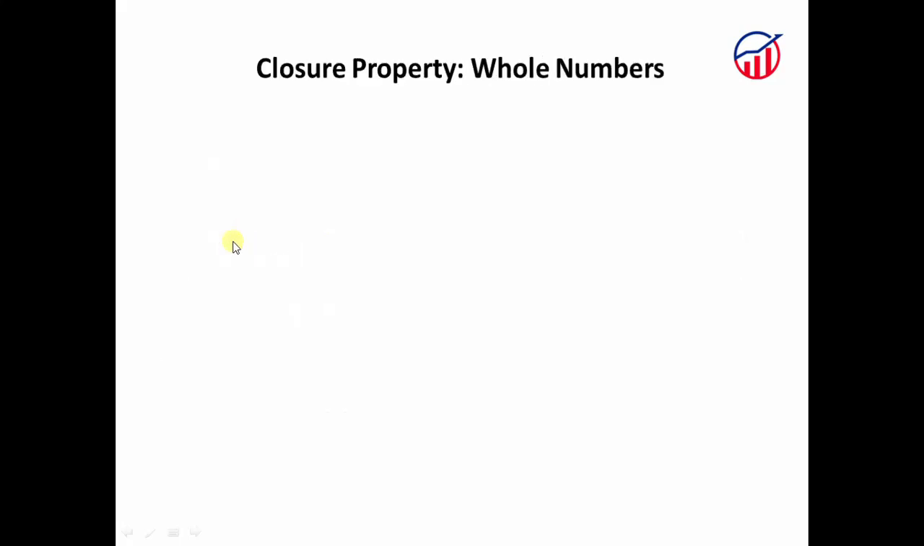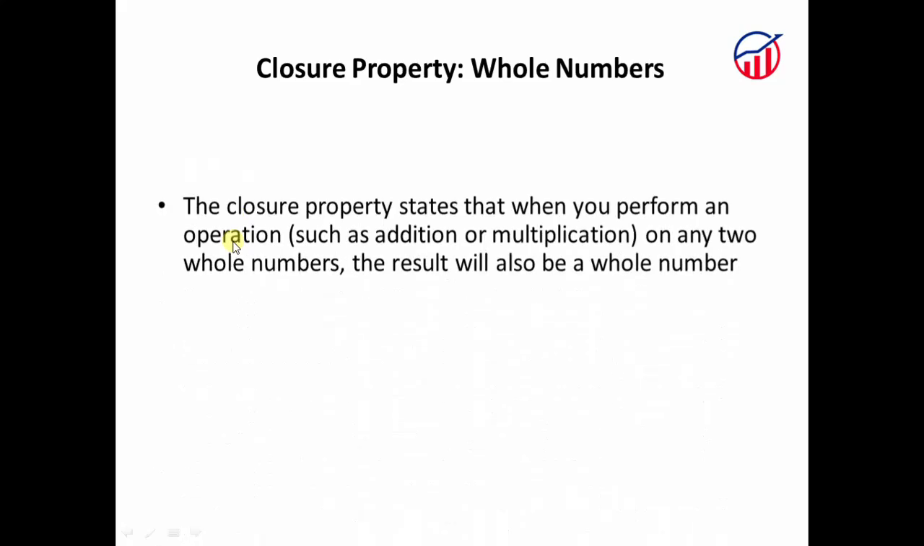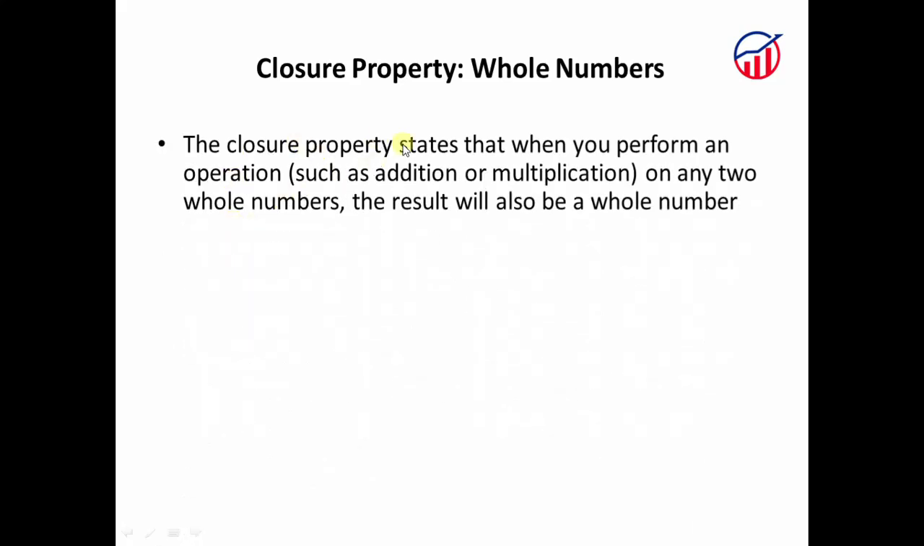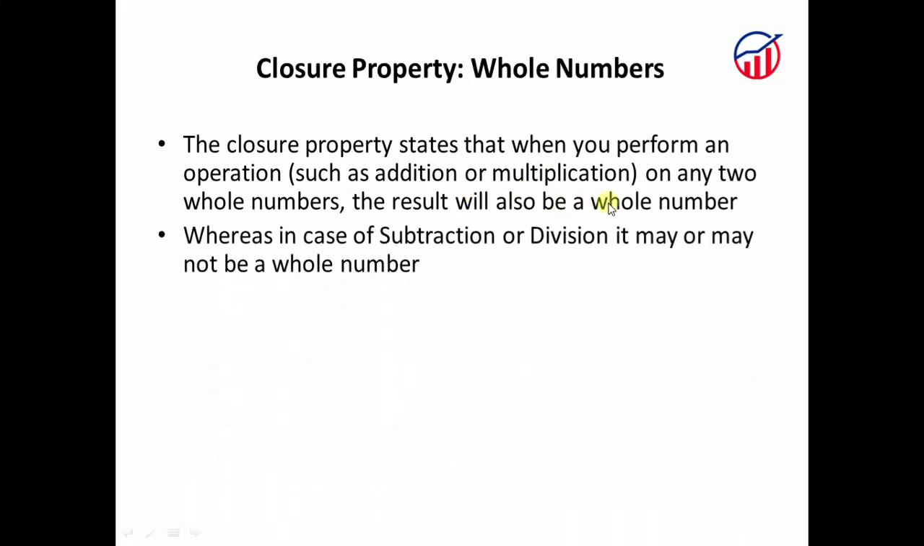So the first property we are going to learn is the closure property. So what does this property state? The closure property states that when you perform an operation such as addition or multiplication on any two whole numbers, the result will also be a whole number. What this means is that when you add two whole numbers, or when you multiply two whole numbers, the answer will always be a whole number. And if it holds true, you call it closed for addition or closed for multiplication.